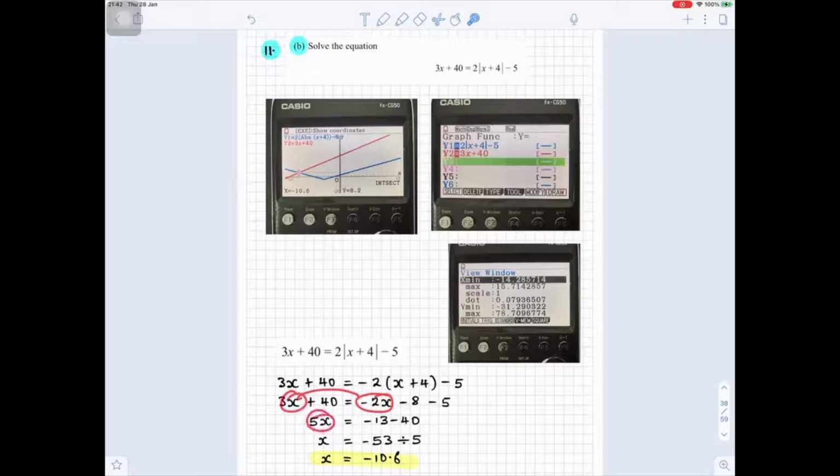gives you 5x. Plus 40 goes to the right. -8 minus 5 is -13. Minus the 40 gives you -53. It's times 5. You take it to the right, it becomes divided by 5. -53 divided by 5 gives you -10.6. So you have seen the answer with the calculator, and then you've done algebra to prove it.